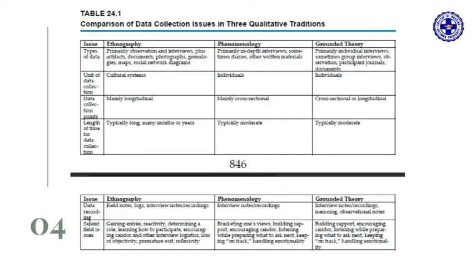So, generally, ethnographers typically collect a wide array of data, with observation and interviews as the primary methods. Ethnographers also examine products of the culture under study, such as documents, artifacts, photographs, and so on. Phenomenologists and grounded theory researchers, on the other hand, rely primarily on in-depth interviews, although observation and documents may also play a role in grounded theory studies.